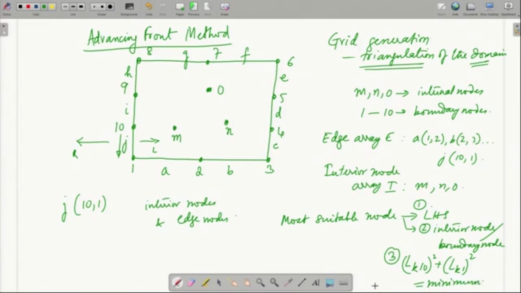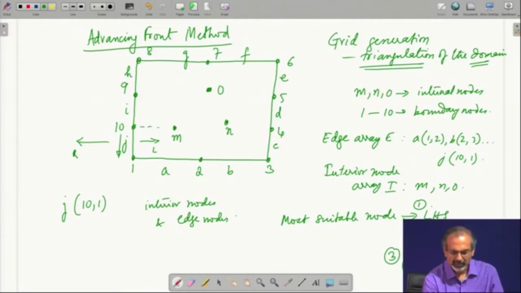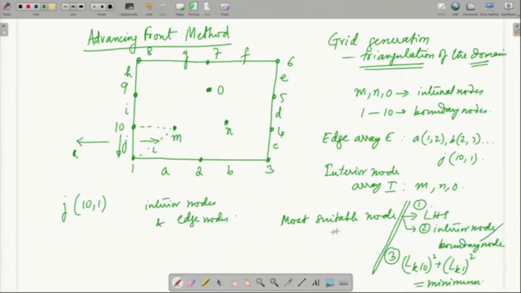That is, the distance between that node and the node 10 plus the distance from that node to the node 1, squared up and summed up, should be the minimum. Incidentally, in the given layout of nodes, that would be satisfied by node m, which you can physically see. That is the closest one, and that satisfies all these conditions. So, it is the most suitable node.